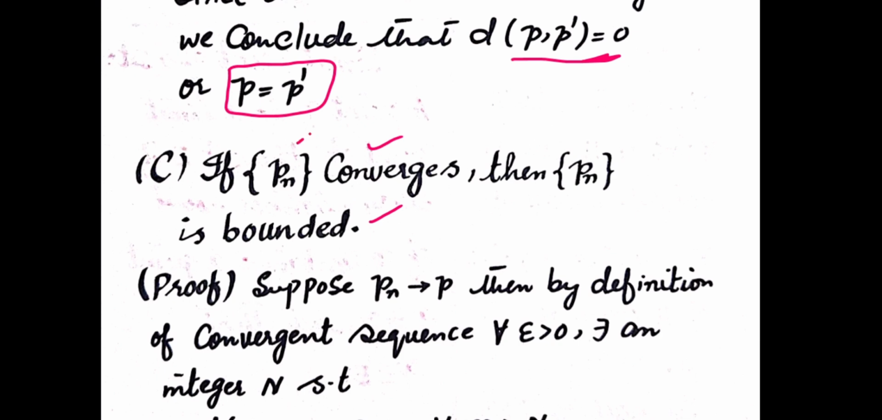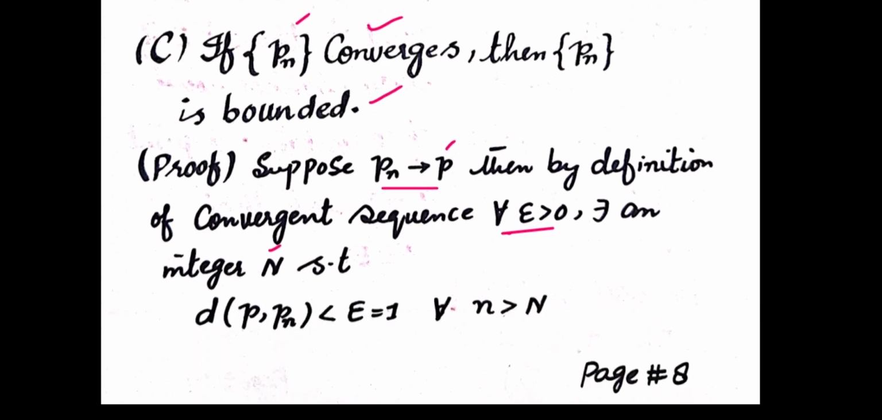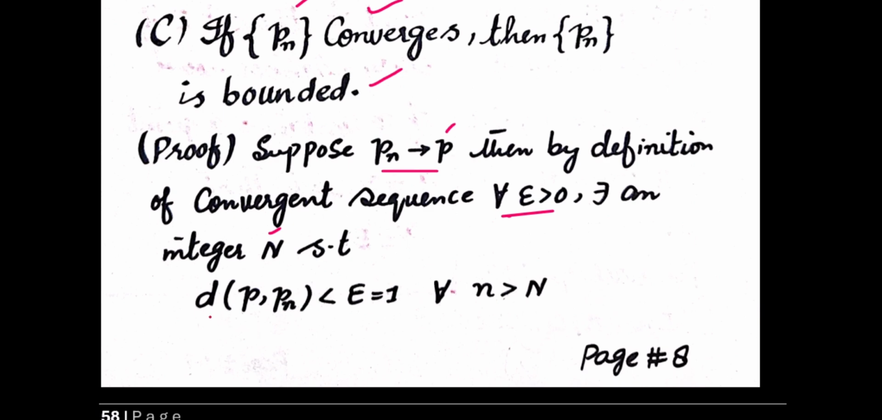Since Pn is convergent, there must exist some limit of Pn. So suppose Pn converges to some real number p. Then by the definition of a convergent sequence, for all epsilon greater than 0, there exists an integer N such that the distance between Pn and p is always less than epsilon. For our convenience, we are using epsilon equal to 1 here, for all n greater than N.